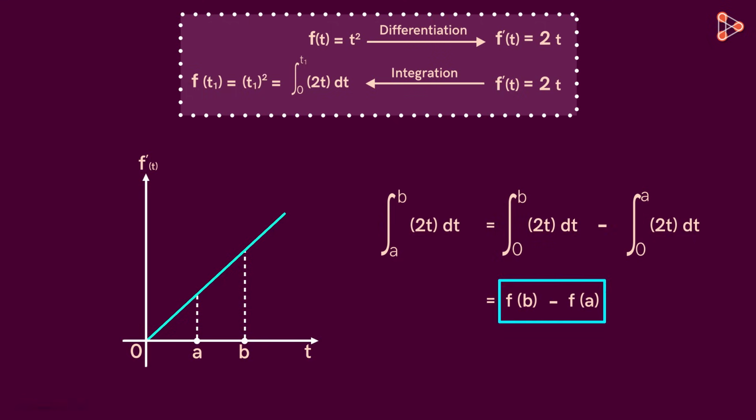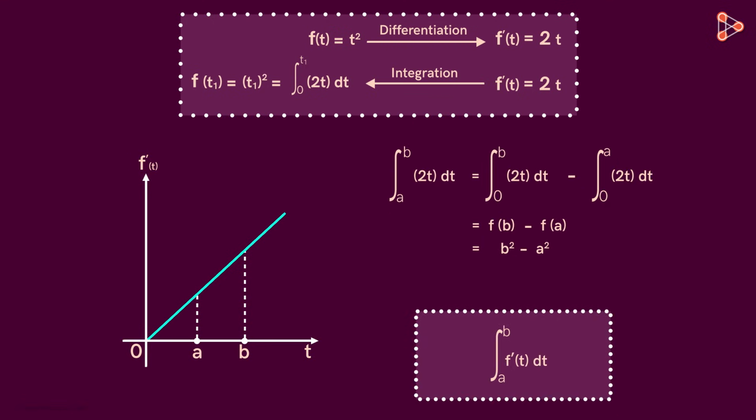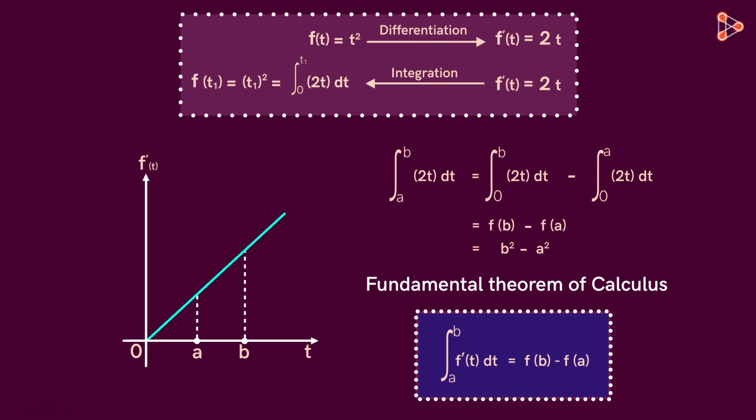What will this be equal to now? Yes, b squared minus a squared. So we see that using the function f of t, we can easily find any integral of the function f prime of t. Any integral of the derivative of the function will be equal to the difference in the value of the function evaluated at the limits of integration. This result is true in general, and it's called the fundamental theorem of calculus.